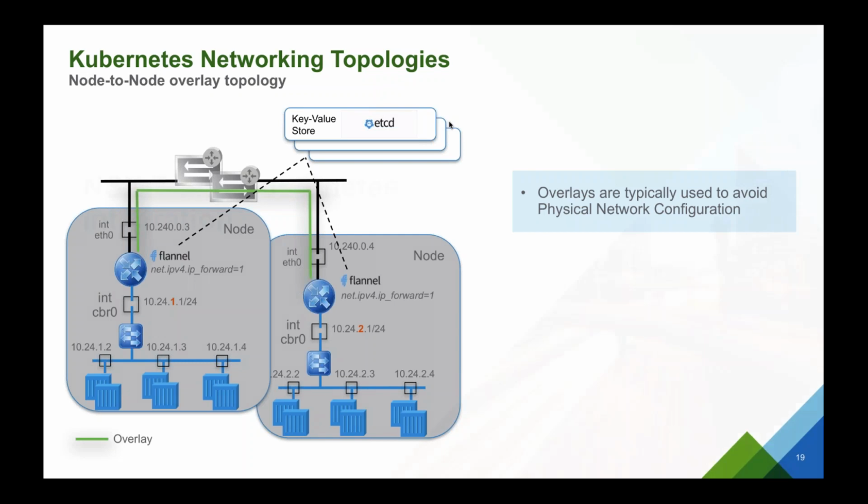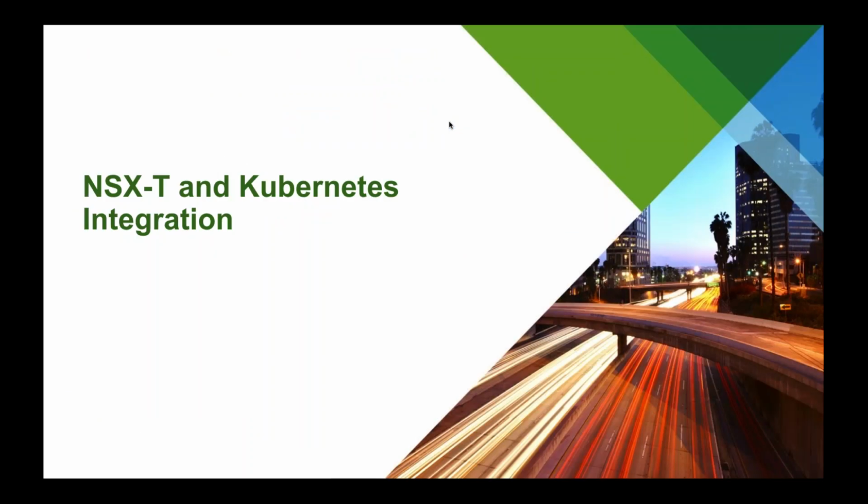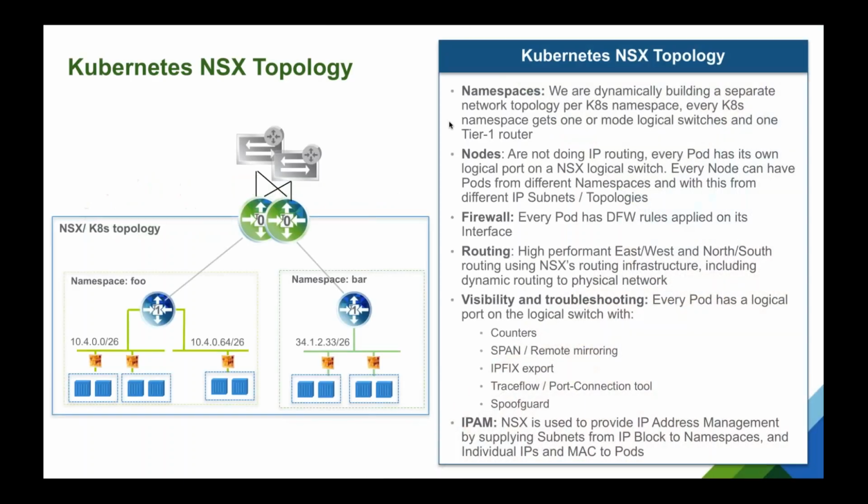Okay, so now that I said what the base implementation is doing and what others are doing, let's have a look at what we are doing and how we do things differently. The first thing that we decided was to give the tenancy construct in Kubernetes, which is the namespace, a network meaning. So we wanted the namespace to have specific IP subnets, specific routers and switches, and that's what we did.